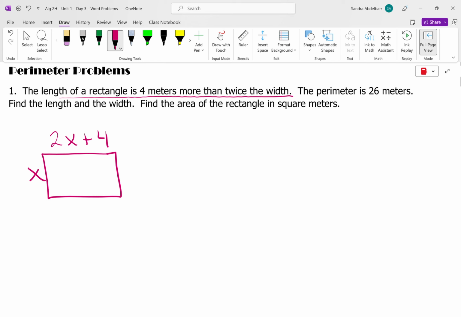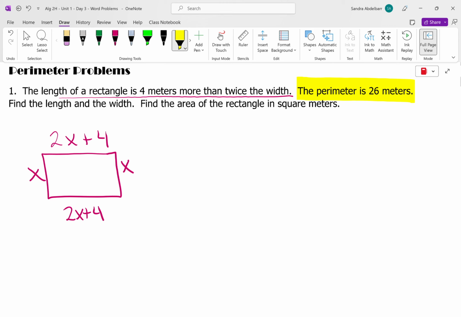Now think back to geometry. What do we know about opposite sides of a rectangle? Bridget? They're the same length. Good. Opposite sides of a rectangle are congruent. So if the top is 2x plus 4, the bottom is 2x plus 4. If the left is x, the right is also x. Why is this important to know? Because they're telling us the perimeter is 26.